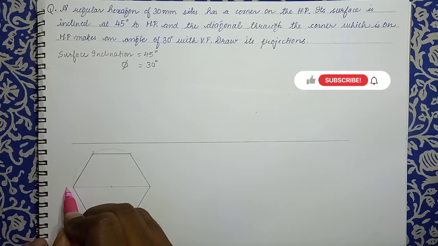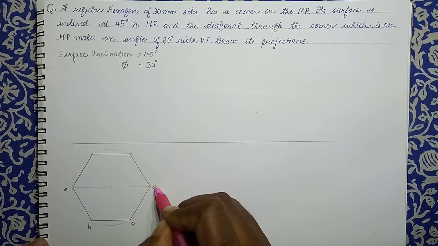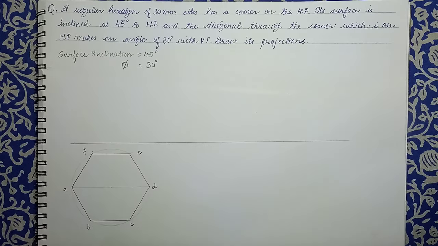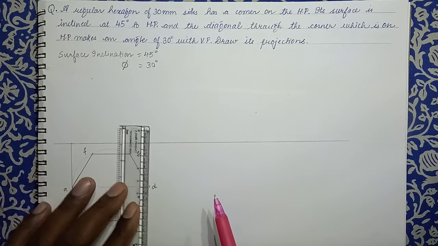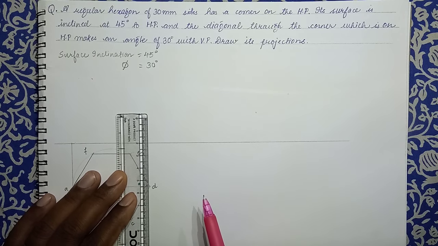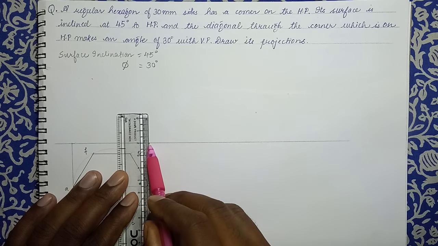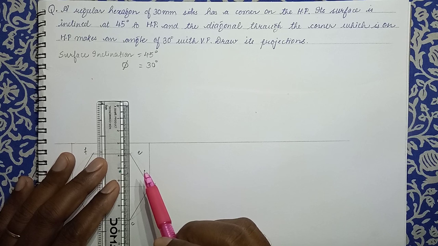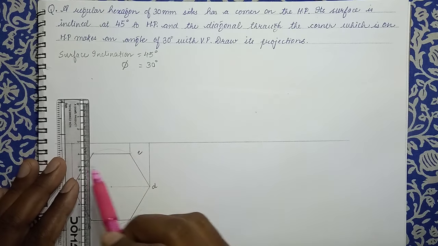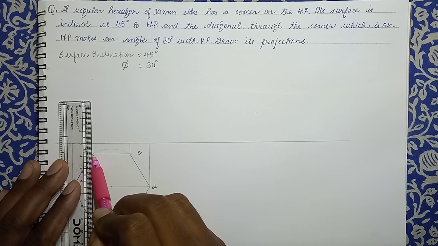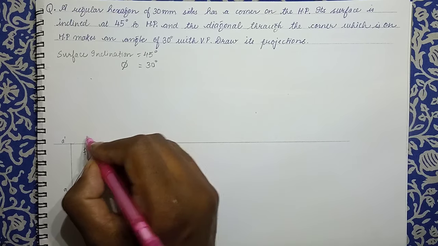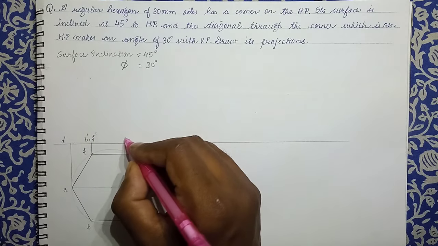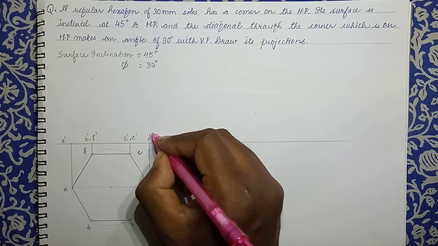Now we can label it as A, B, C, D, E, and F. We need to get the projectors light enough. Here you can make use of a roller scale to get parallel projectors. Let the projectors be light enough. And this is the edge view, which will be labeled as A dash, B dash, and F dash, C dash, E dash, and D dash.